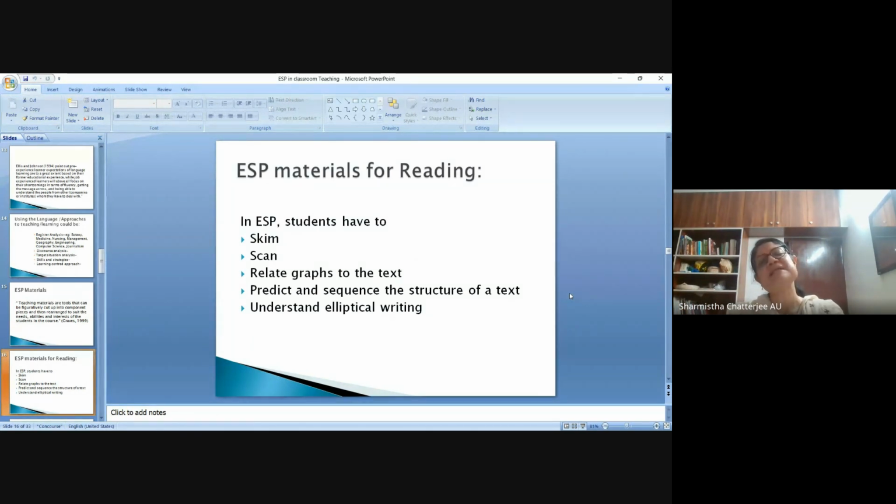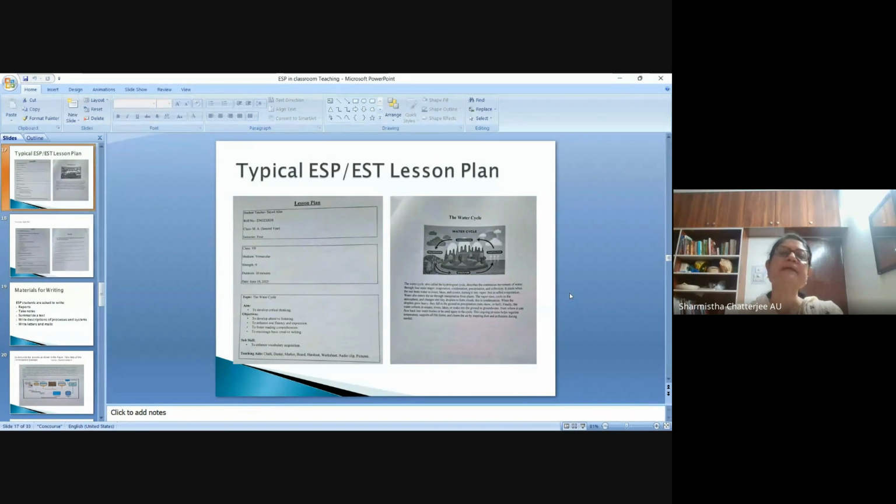Some esteemed trainers must have told you about skimming and scanning. Skimming, basically looking for small information while reading. Scanning would be intense information, details while reading. In ESP, you also have to relate to graphs in the text. You might also have to predict the sequence and the structure of a text. I'll show you. And understand also elliptical writing. Sometimes texts suggest rather than tell you everything. So there your discourse analysis would be useful.